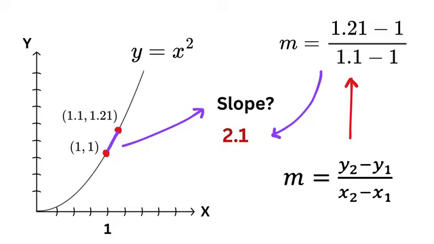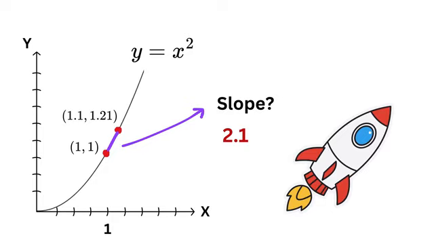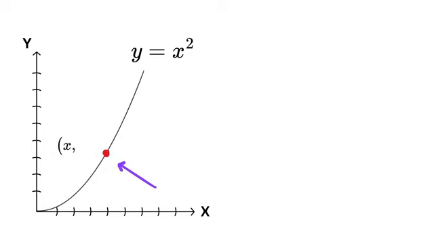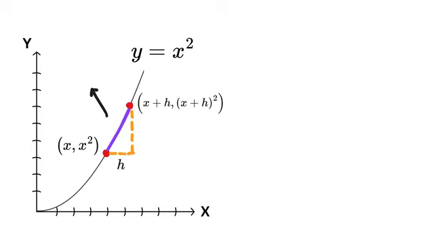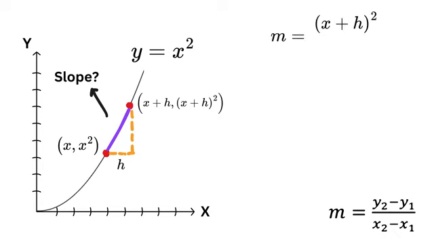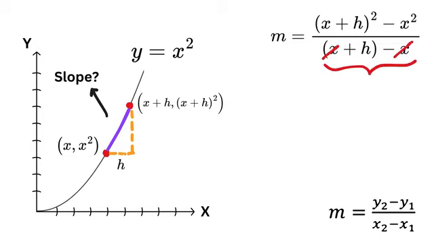This is simply amazing. Now let us level up our gear a bit more. Assume we have a point as x and the y value as x square, and another point at some distance h from x, say x plus h, such that its y value will be x plus h whole square. So, now, what will be the slope of this line? It will be x plus h whole square minus x square over x plus h minus x. Look at the denominator. X will get cancelled out, and we are only left with h.